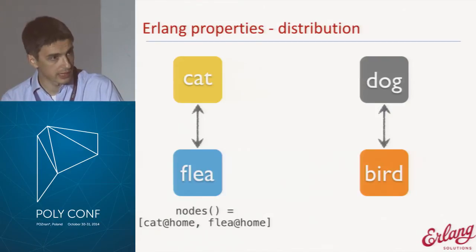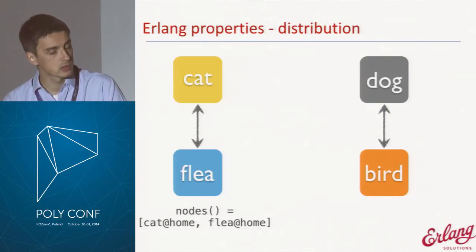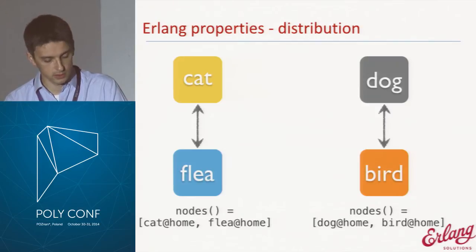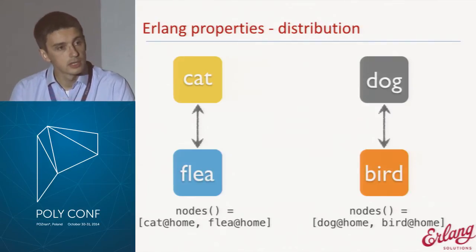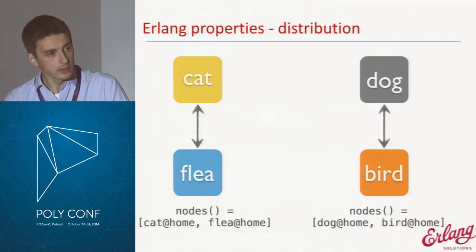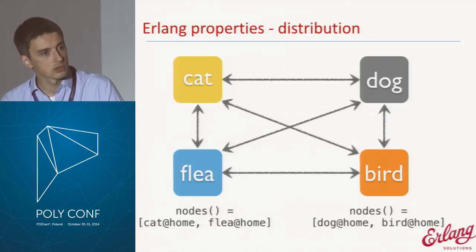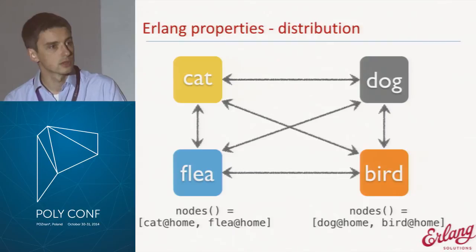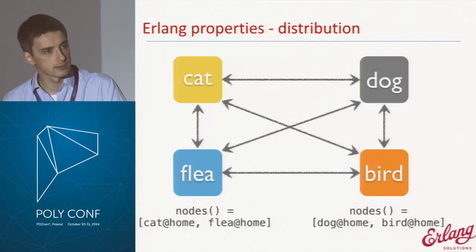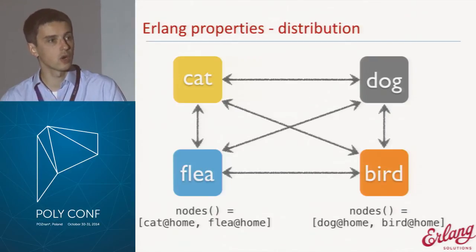And assuming we have two such islands, so we have two small clusters, where nodes on the other one would execute and return dog and bird, we can connect them. As soon as any node on the left-hand side connects with any on the right-hand side, they start to auto-discover each other. And we get a fully connected mesh of network connections. Those are TCP direct connections between any given pair of Erlang nodes. So whenever you want to communicate from one node to another, it's always a one-hop operation.